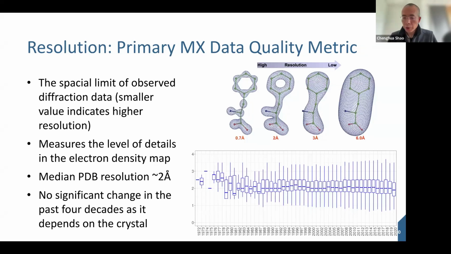The median resolution of the PDB archive is about 2 angstrom, and so here is what you expect to see for most of the PDB structures. We also see that since the 1980s, there's no significant improvement in the median resolution limit, because resolution depends on the crystal packing, which depends primarily on how the molecule was crystallized.